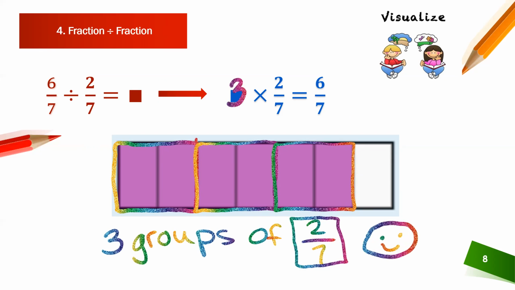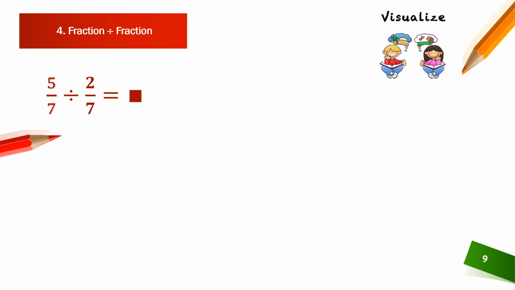Therefore, 3 times 2/7 is 6/7. Or we will say 6/7 divided by 2/7 is 3. 6/7 divided by 2/7 is 6 divided by 2, which is 3. That would be cool if that always worked, right?